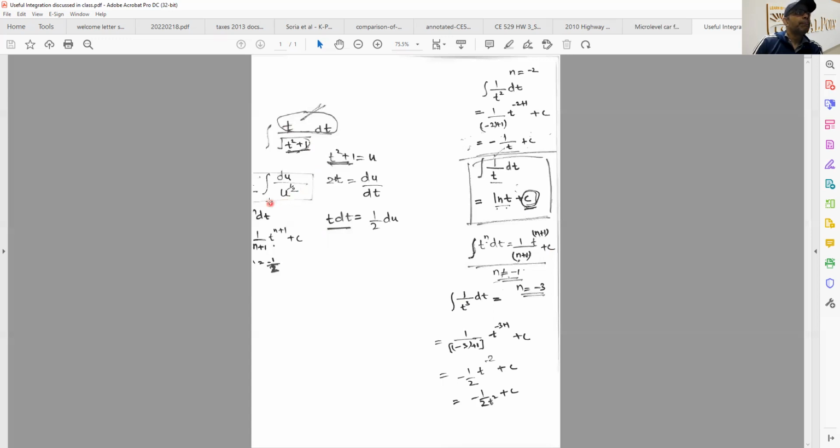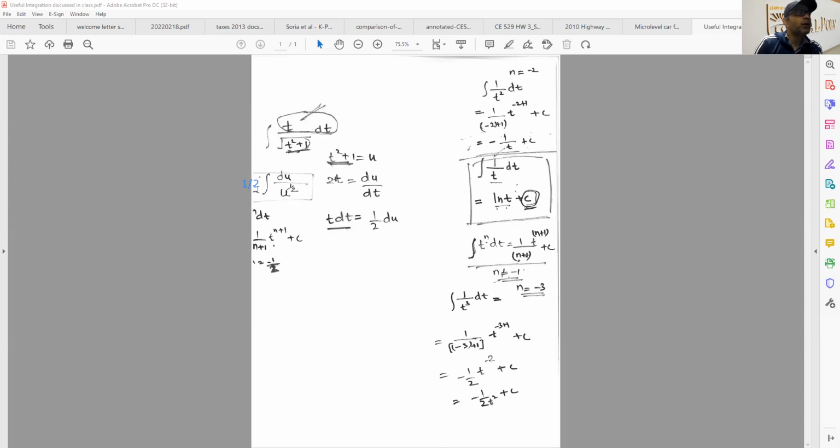Okay, so it becomes, and this is not complete, so I should probably complete it. So this becomes 1 over 2. So this becomes half outside the integral from half du, and t dt becomes half du, and half can come out of the integral because it's constant. And this becomes, because I've substituted inside the square root to be u, this becomes u raised to power half.